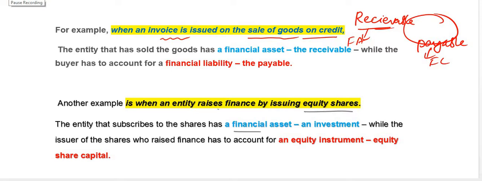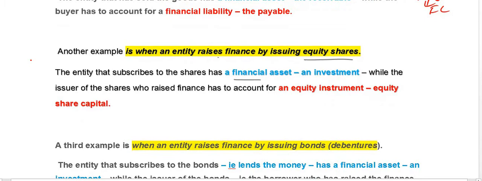Now let's talk about the equity instrument. Let's say an entity raises finance, I mean they want money, and they issue an equity instrument. The entity that issues the equity share has an equity instrument, while the other entity who pays money, who makes the investment in that equity share, will have a financial asset.